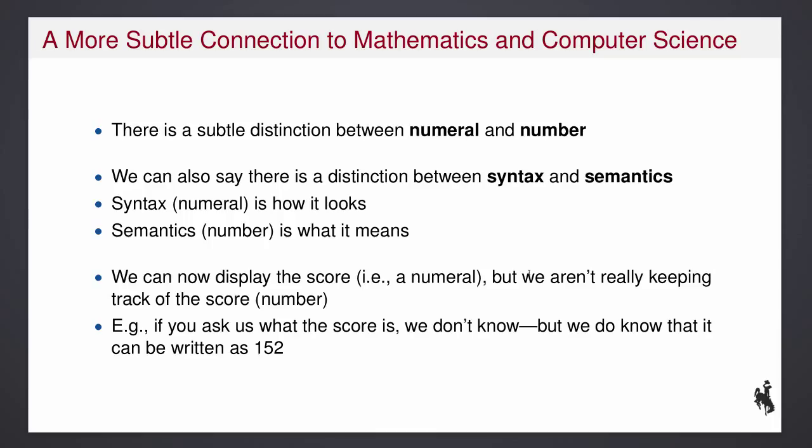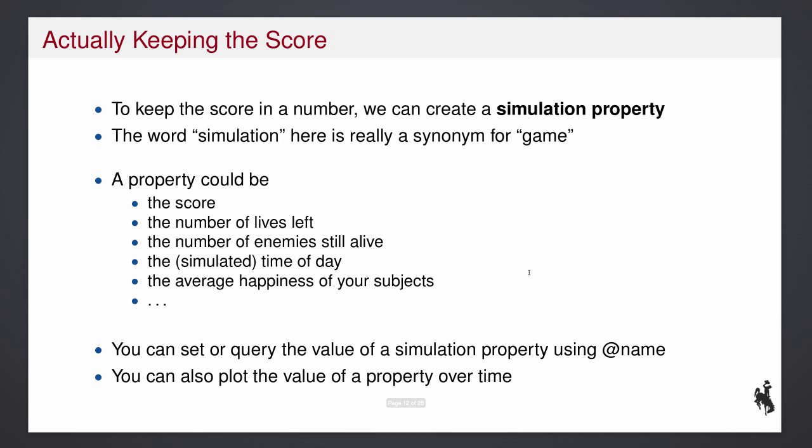Okay. Right now what we're doing is we are displaying a score as a numeral, but we aren't really keeping score, okay? That would be the number. So if you actually stopped the agent and said, so what's the score right now? It would say, I have no idea. If you can read the score at the bottom, because we can see the numeral, which is to know what the actual score is. Okay.